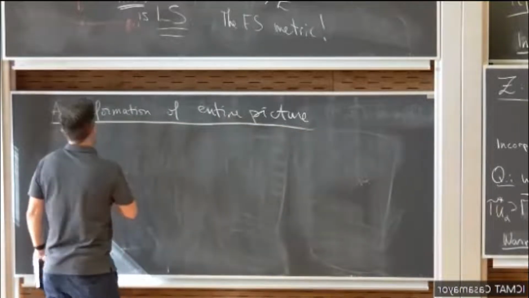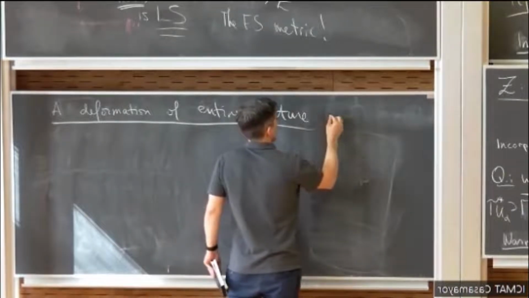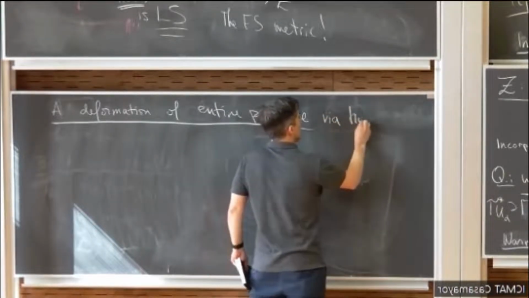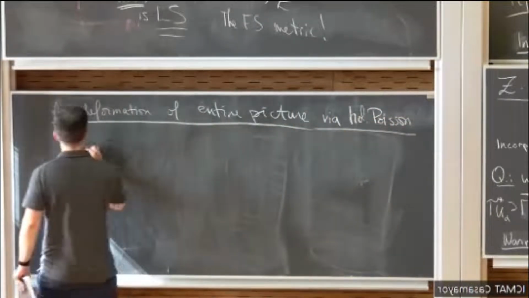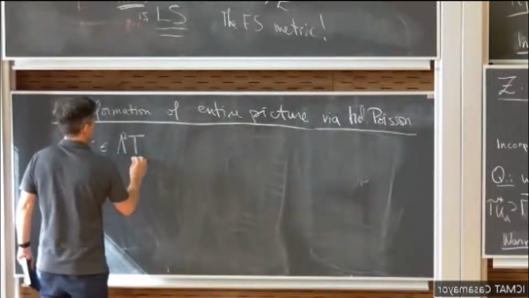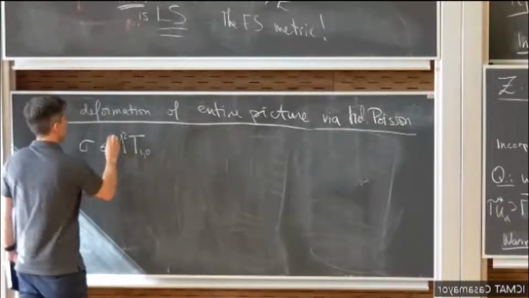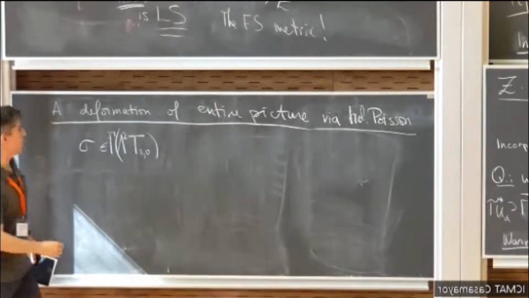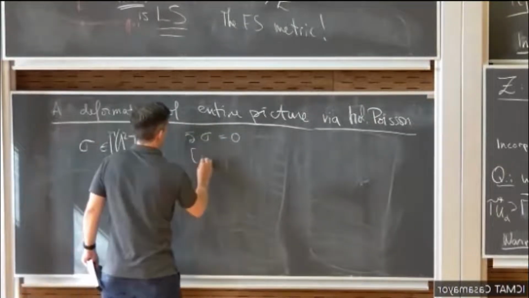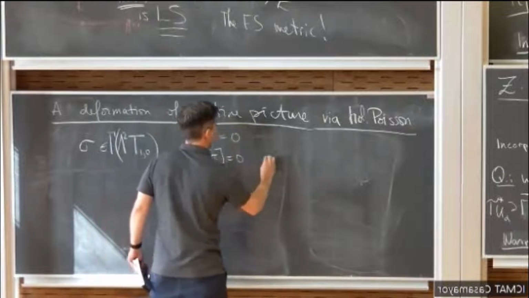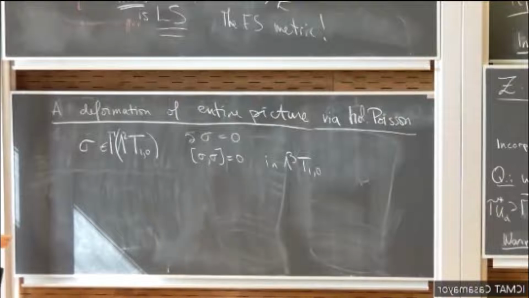And this deformation is governed by holomorphic Poisson structures. When I say holomorphic Poisson structure, what I mean is that I have a section of wedge 2 T^{1,0}, which is holomorphic, and which satisfies this condition, namely that the Schouten bracket of it with itself is 0, so it defines a Poisson structure.